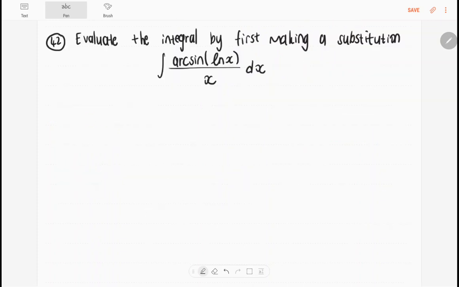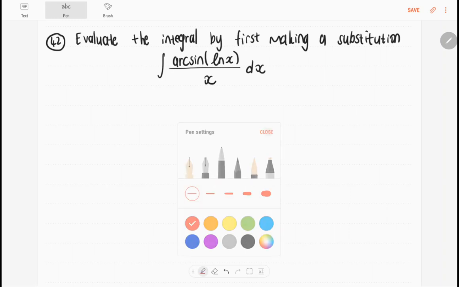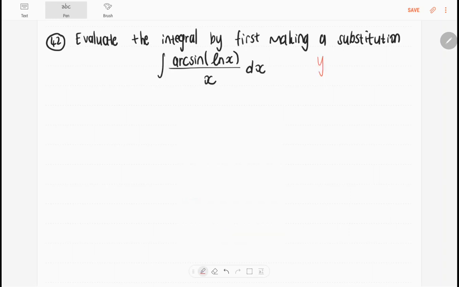Next we are doing number 42. It says evaluate the integral by first making a substitution. We have the integral of arcsin of ln x over x dx. Remember, arcsin is the same as inverse sin. So we first want to make a substitution. Whenever we make a substitution, let's just say this time we're going to use a y. I'm just going to use a y here instead of a u as usual, because later on I'm going to do integration by parts and I don't want to cause confusion with that u and v.